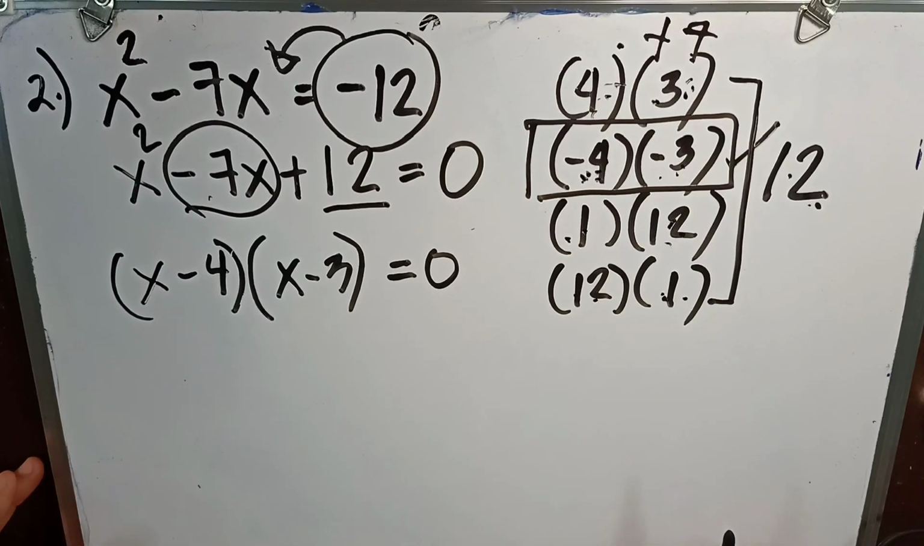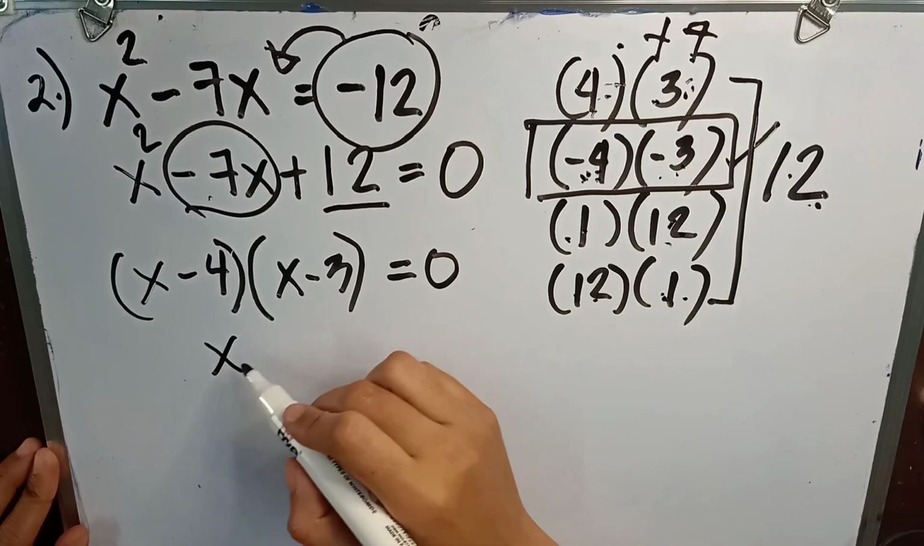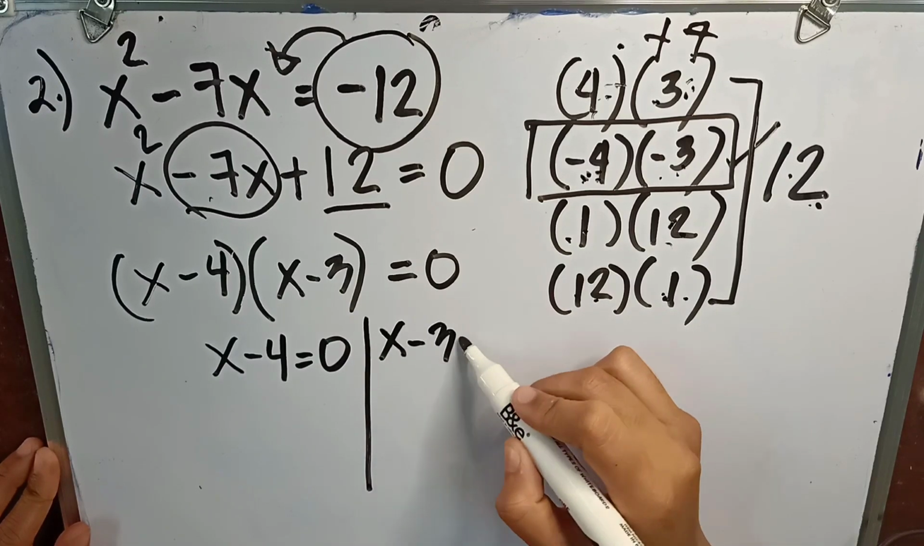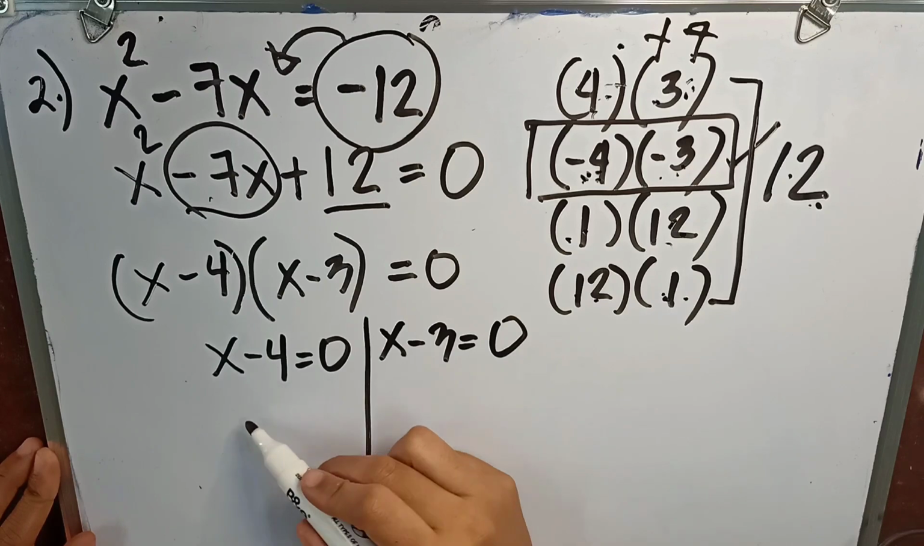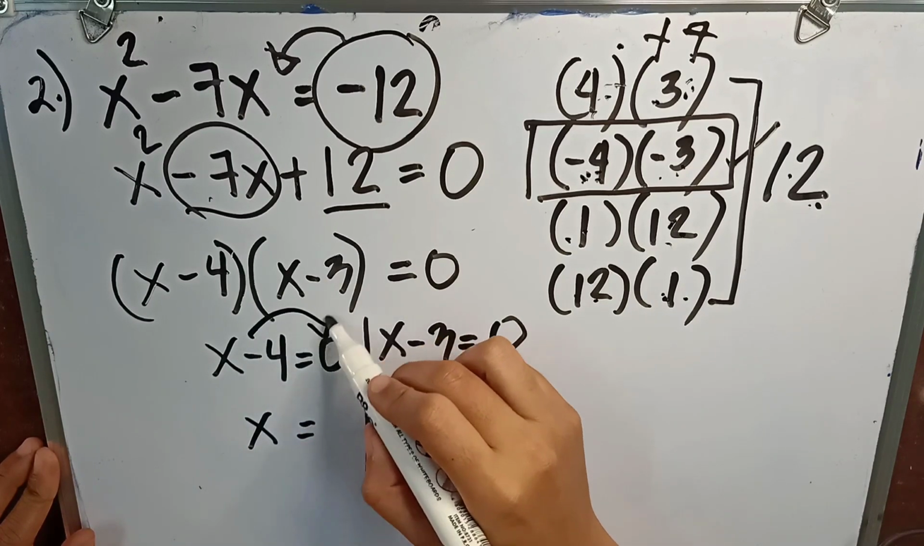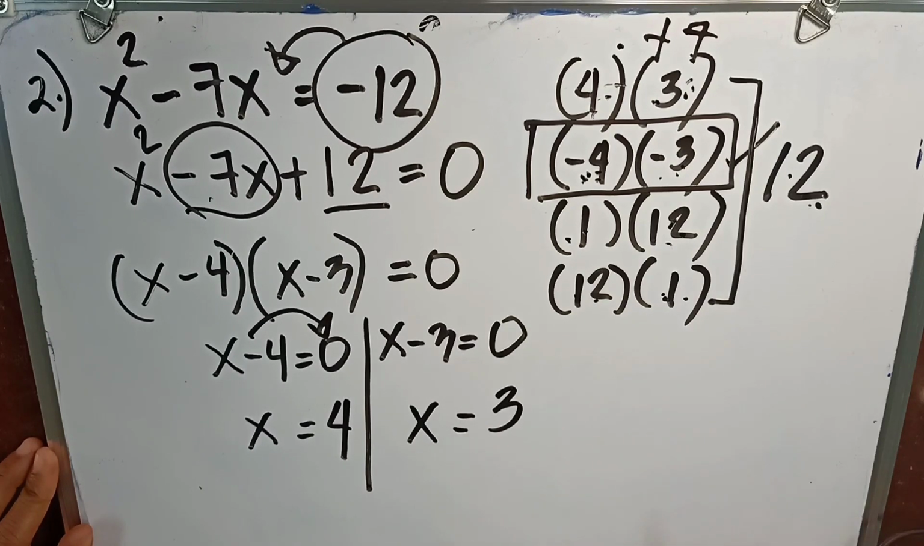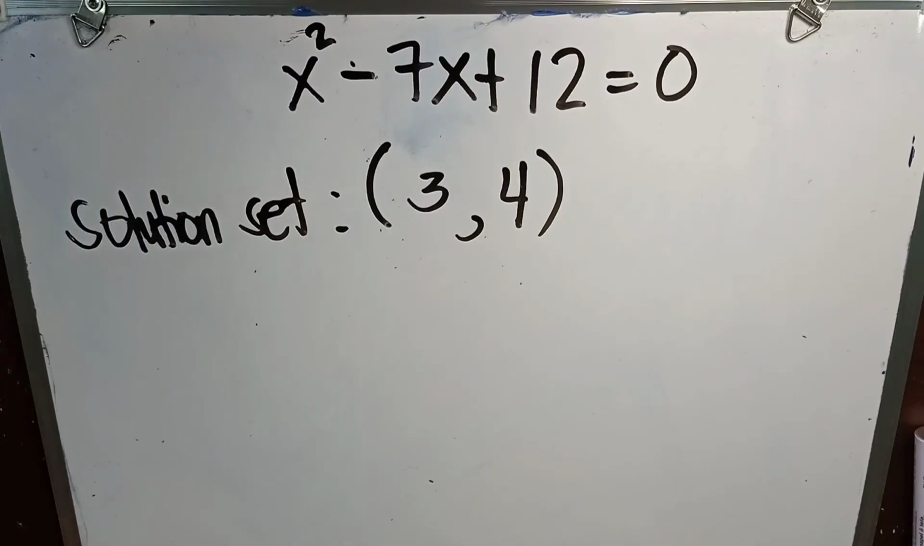Next, x minus 4 and x minus 3. Equate each factor to 0. x minus 4 equals 0 and x minus 3 equals 0. x equals positive 4. x equals positive 3. Now, our solution sets are 4 and 3. Since we are done getting our solution sets, which are 3 and 4, we need to check them to make sure that our answer is correct.